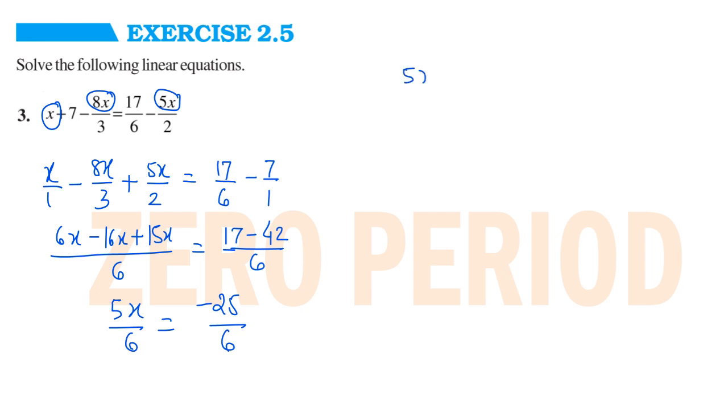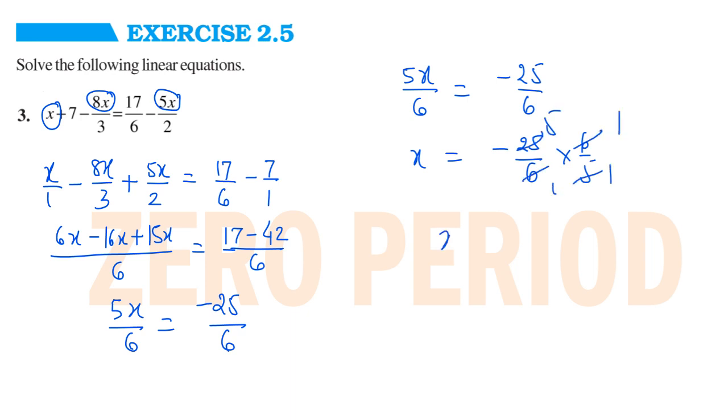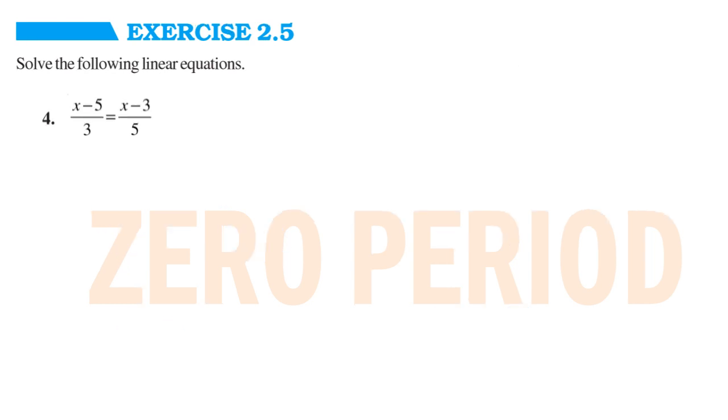Transpose this, I am repeating this term again, and then I go for simplification. I want to get the value of x, so I can write it like this: minus 25 by 6 into 6 upon 5. This 6 and this 6 cancel, 5 ones are 5, 5 fives are 25. So your answer will be minus 5. You can write your answer minus 5. This is the solution of this question, the third one.